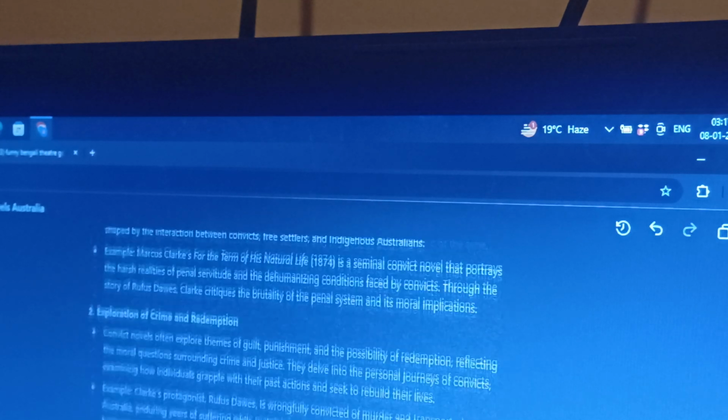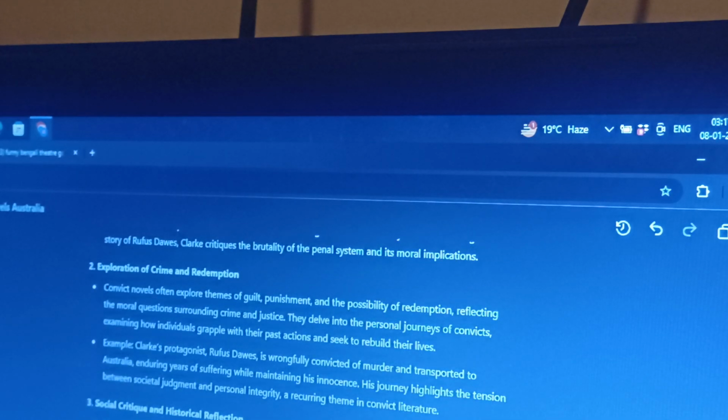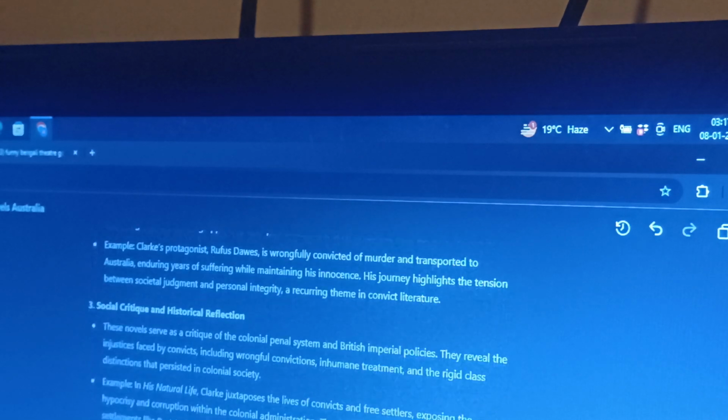Exploration of crime and redemption. Convict novels offer themes of guilt, punishment, and possibility of redemption, reflecting the moral questions surrounding crime and justice. They delve into the personal journey of the convict, exploring how individuals grapple with their past actions and seek to rebuild their lives. Example: Clarke's protagonist, Rufus Dawes, is wrongfully convicted of murder and transported to Australia. Enduring years of suffering while maintaining his innocence, his journey highlights the tension between societal judgment and personal integrity, a recurring theme in convict literature.